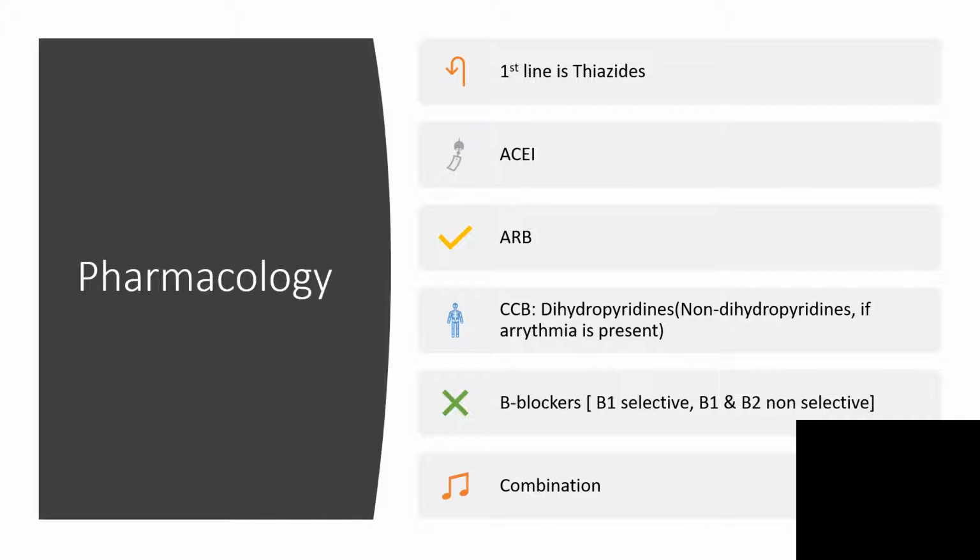We use calcium channel blockers, particularly for blood pressure. We use the dihydropyridines, nifedipine, amlodipine, felodipine, and the rest of them. But we use non-dihydropyridines, still calcium channel blockers, example is diltiazem and verapamil if there's associated arrhythmia. We use beta blockers that are beta-1 selective like metoprolol and atenolol, and beta-1, beta-2 non-selective like propranolol. And most of the time we use a combination of meds.